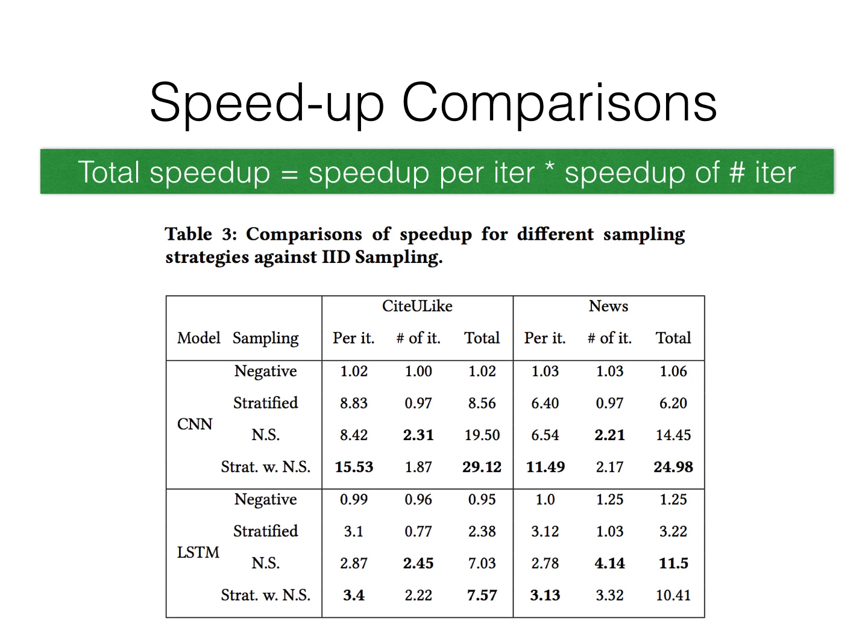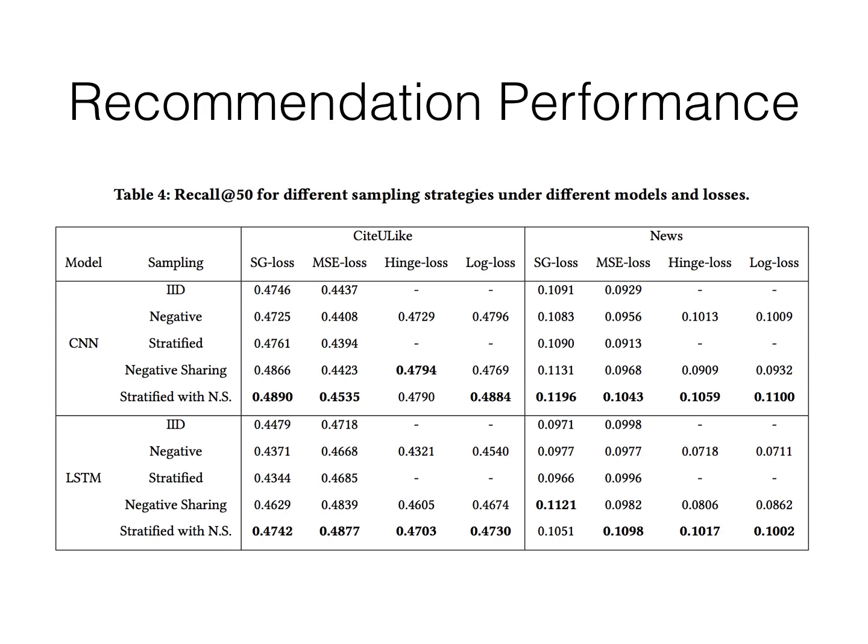In our experiments, we observe a significant speedup with the proposed method, up to nearly 30 times faster than existing approaches. With faster training, do we sacrifice performance? The answer is no. We see the strategies with negative sharing can even improve the performance. This is reasonable since more negative links are utilized by these methods.